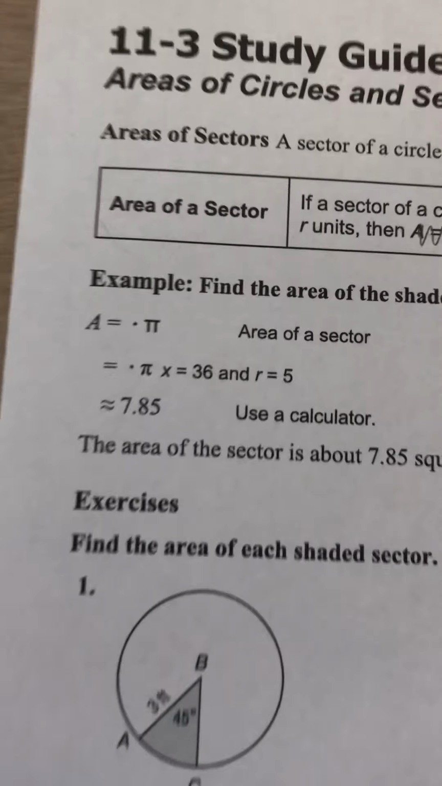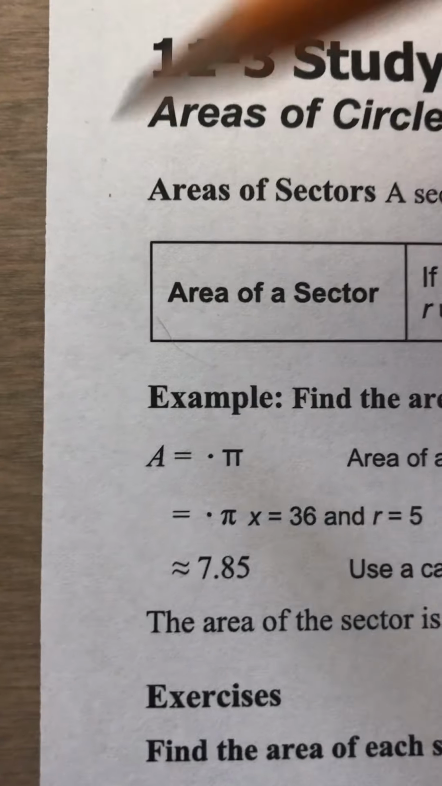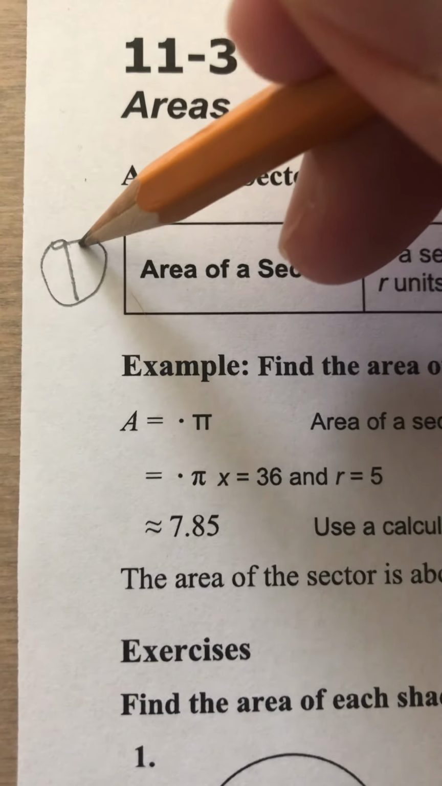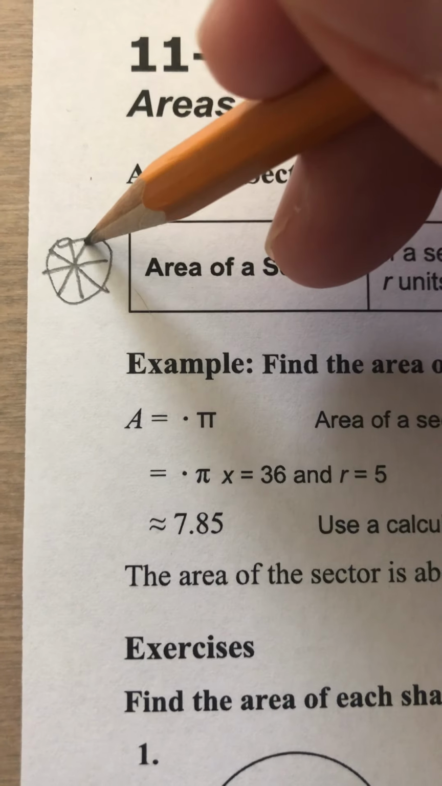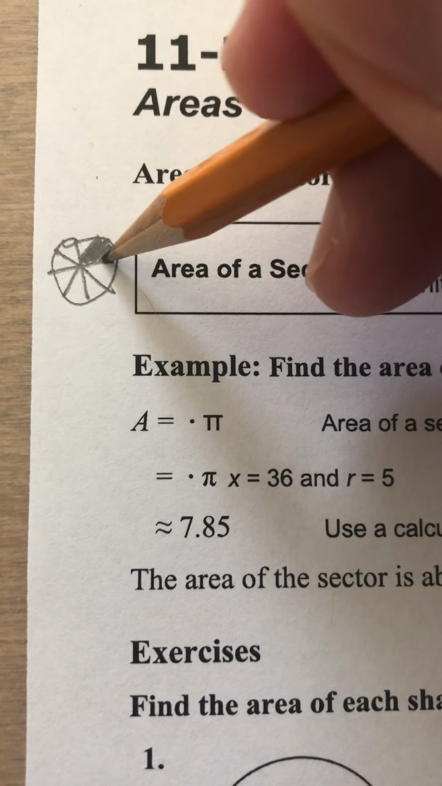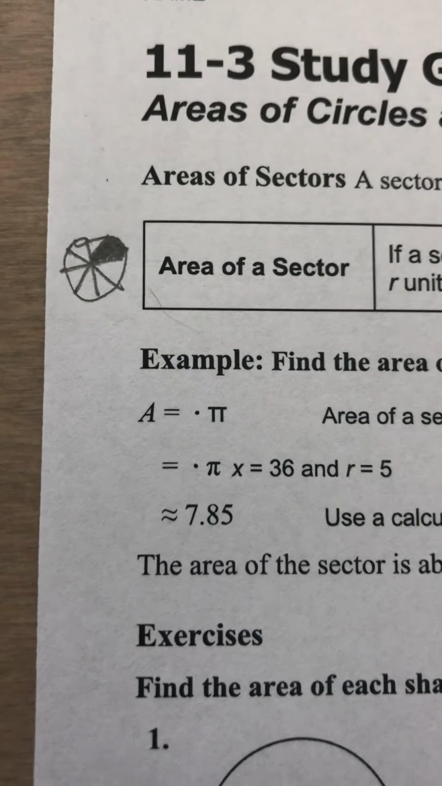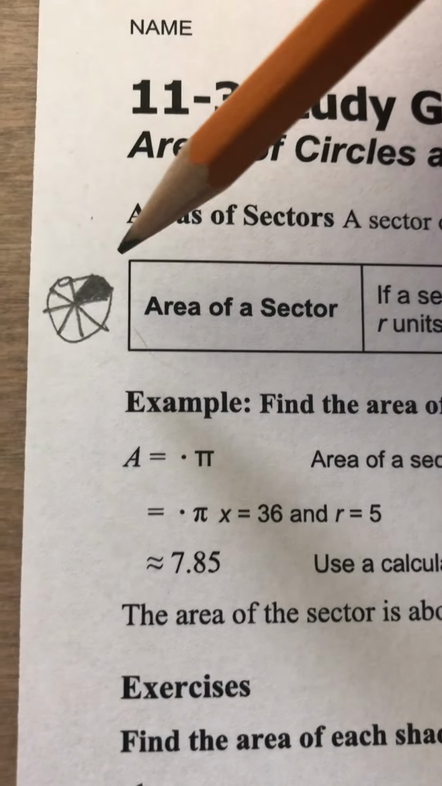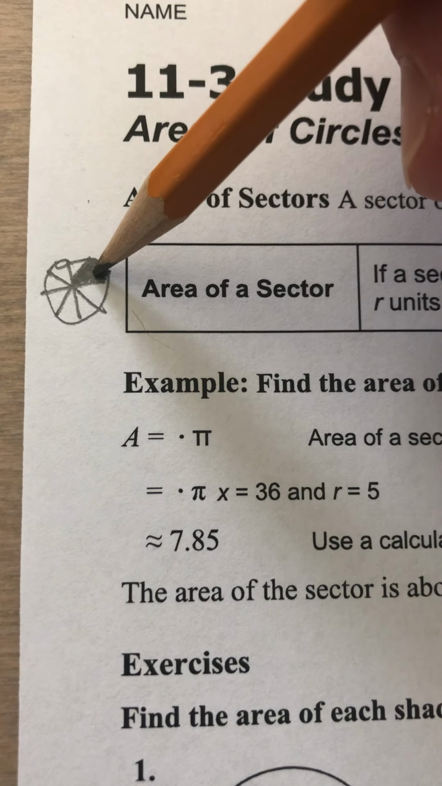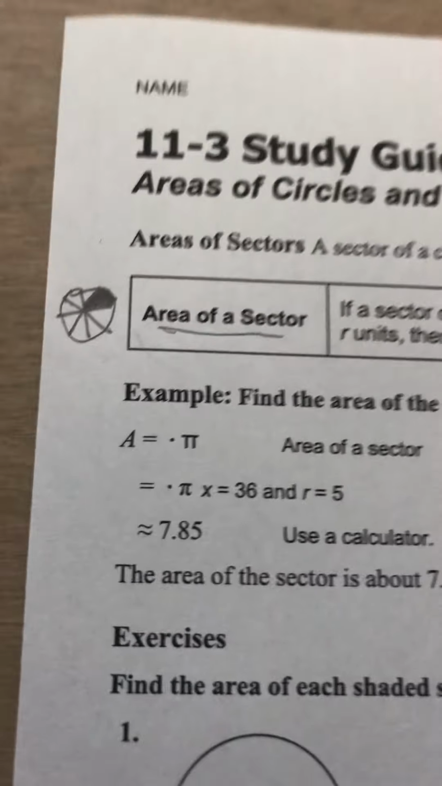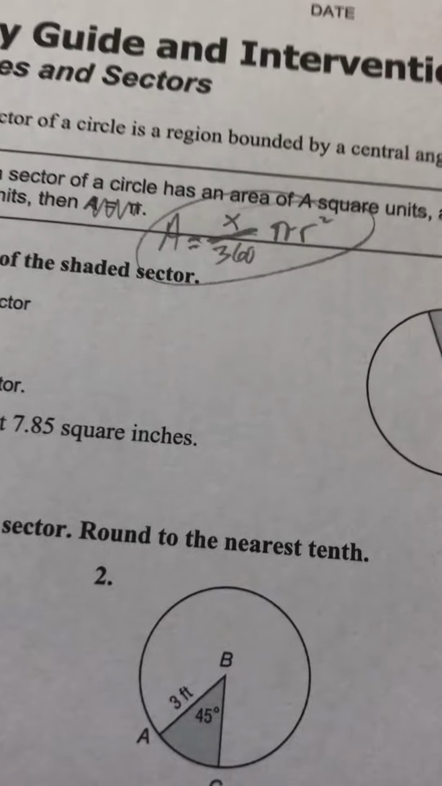All right. Next one. Area of a sector. So if I have a circle, a pizza, and I have a bunch of slices on my pizza, you're going to figure out how much pizza you are going to eat from one slice, two slices, whatever the slice. So this slice right here, we're going to figure out what that area is.